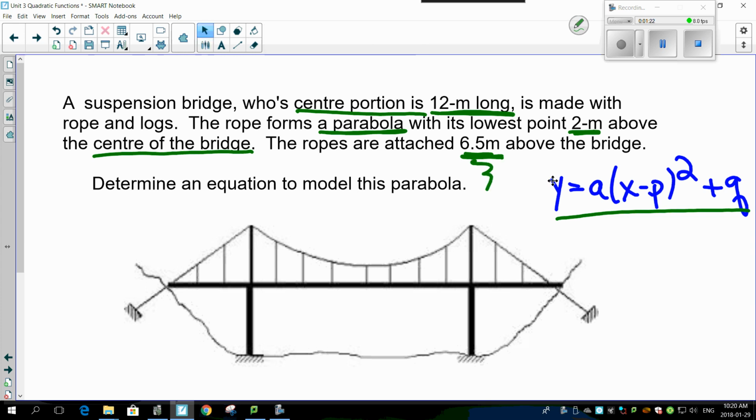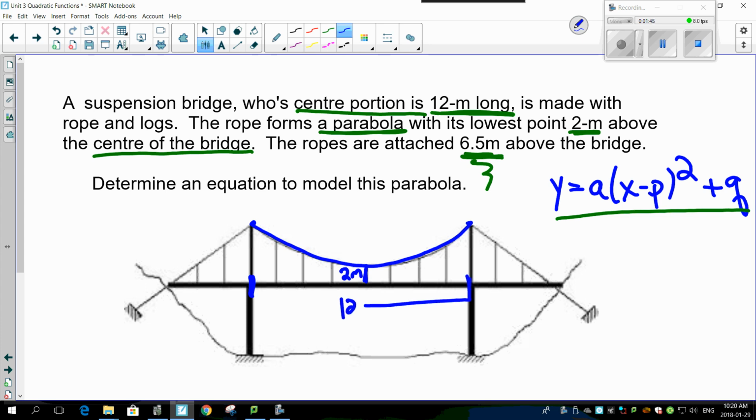Okay, so let's go. Here's the parabola that they're talking about, right there. Perfect. Okay, so look at this. This center portion, and I'm going to try to pick the best center portion right here, is 2 meters above the bridge. Okay, the bridge from here to here is 12 meters long from here to here. Okay, so let's see what we can do with this.